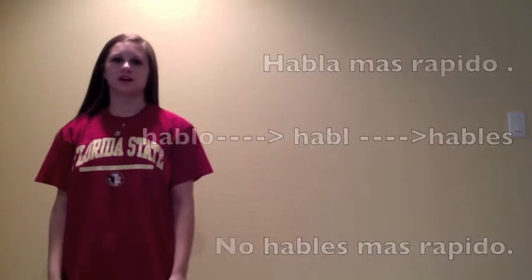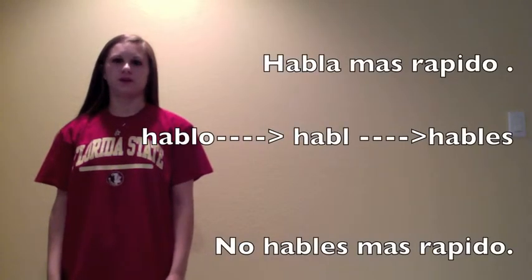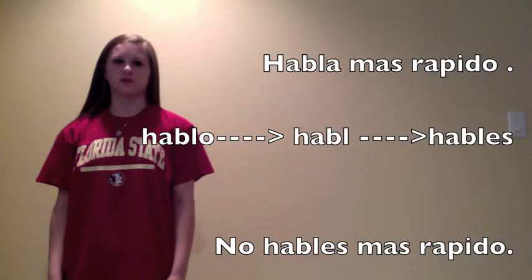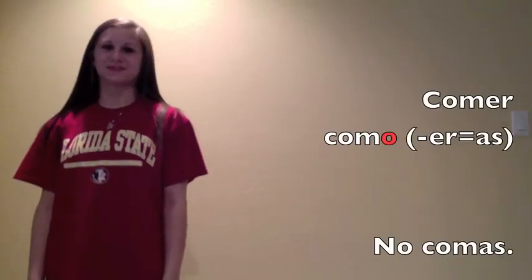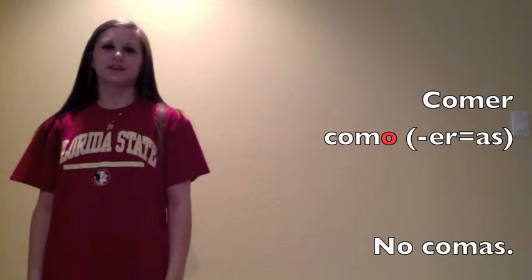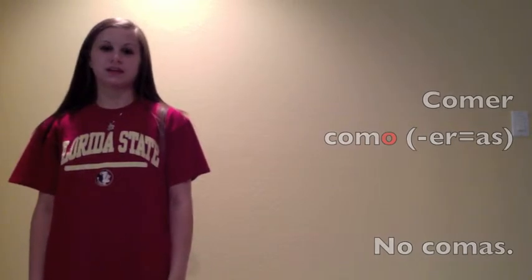The command is habla más rápido. When you make the verb hablar negative, you go from hablo to habl to hables, giving you the final command of no hables más rápido. Do not talk fast. So these have been AR verbs, so they have the same ending. Let's do a few ER or IR verbs. The verb is comer, the yo form is como, and because the verb is an ER verb, we will have to add AS to the ending, making it no comas.